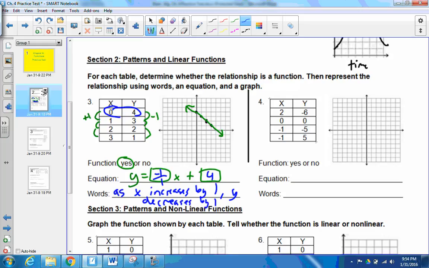All right, let's look at the second one, number 4. Let's plot those points and see if it's a function first of all. So we're going to graph 2 and negative 6. So 1, 2 to the right, and down 6. 1, 2, 3, 4, 5, 6. 0, 0.